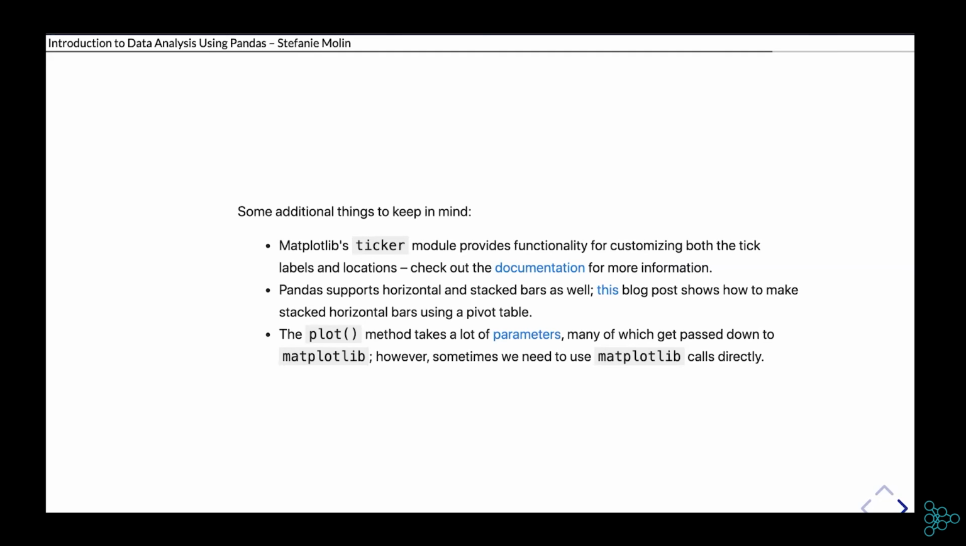And then the plot method, we saw just a few of the parameters that it takes, but it takes many, many more. So definitely check out the documentation there. You'll also notice that the names of those parameters are, most of the time, a one-to-one correspondence to what you'll need to use if you use matplotlib calls directly, which is nice as a high-level interface, and it helps you kind of learn matplotlib. But sometimes you will need to use matplotlib calls directly, and we'll see an example of that.